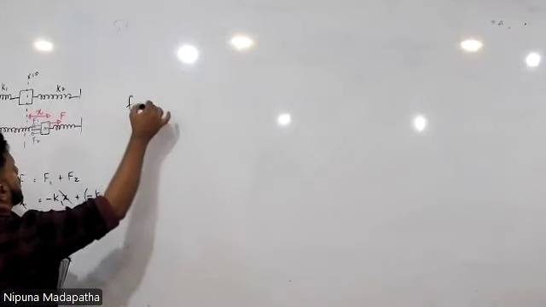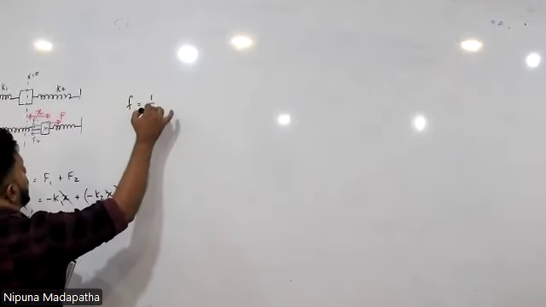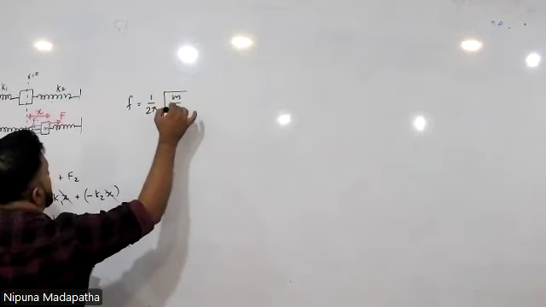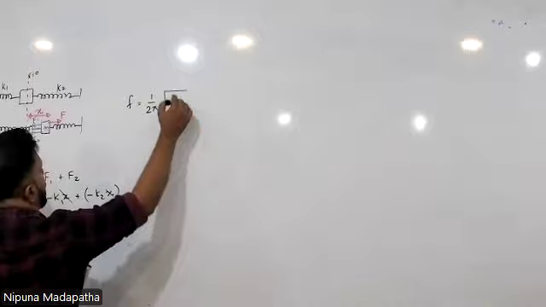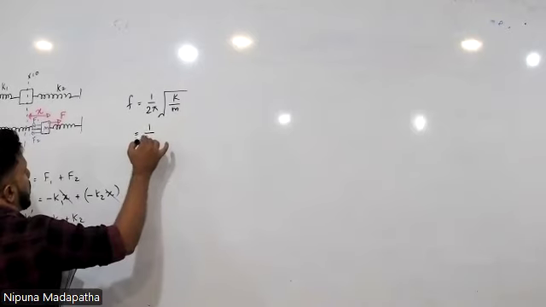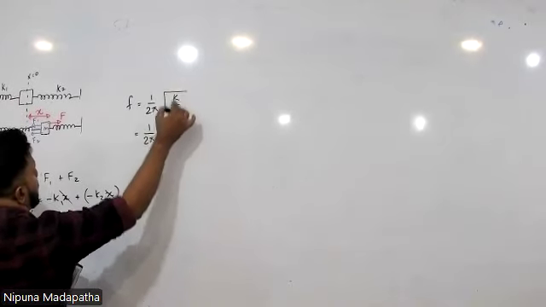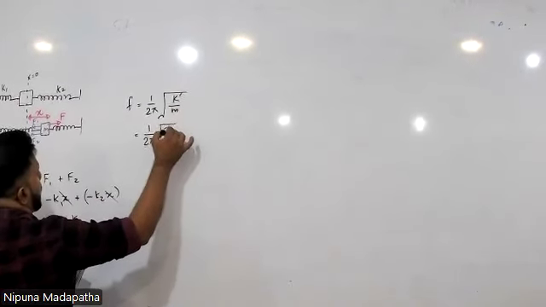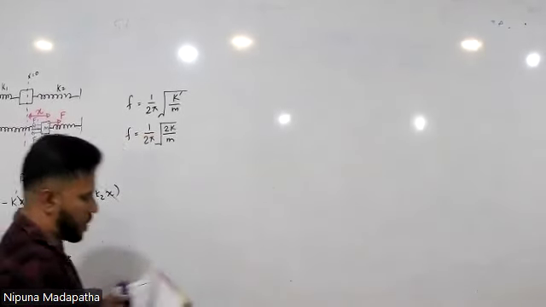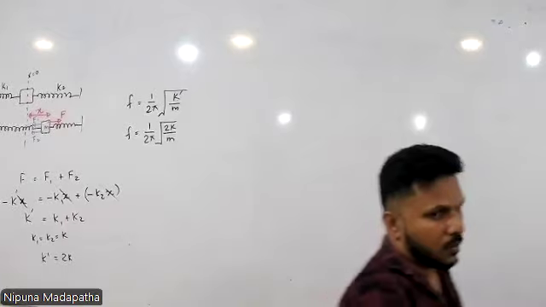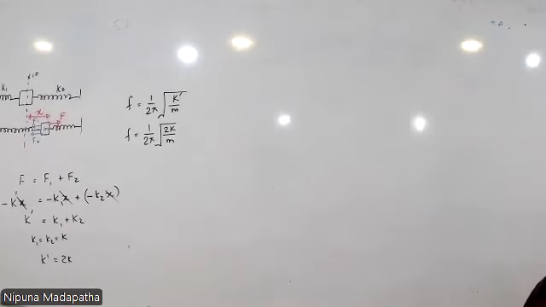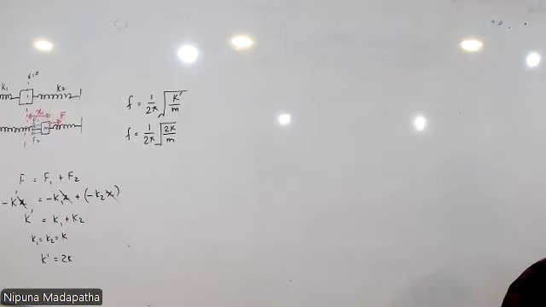So frequency is 1 over 2 pi times the square root of K dash over m. So the equivalent K is 2K. This is the frequency. Correct.